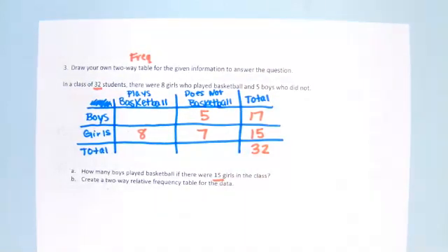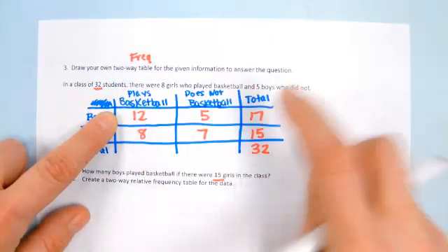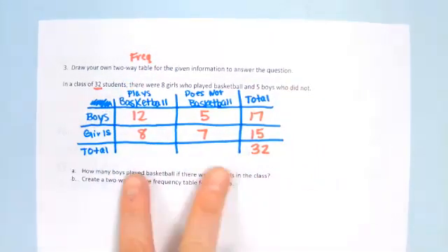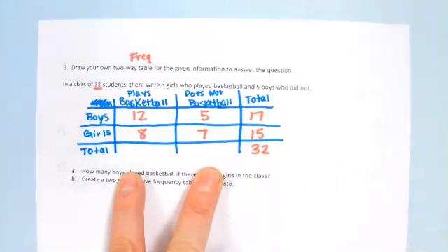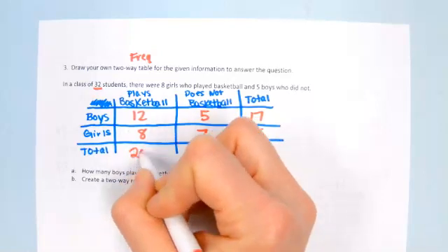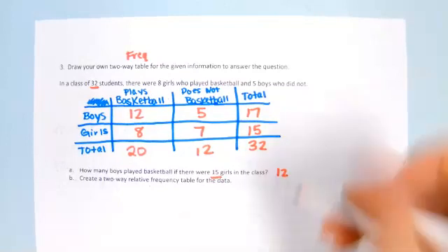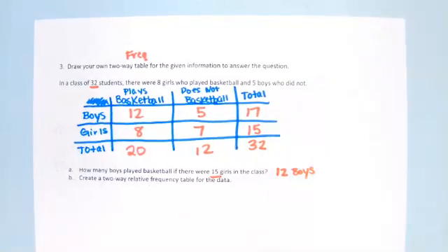There's multiple places that I can do now. What do you want to do next? Boys that do play basketball, what's that one going to be? 12. 17 minus 5 is 12. Okay, now we can do either of these totals. Both of them we can add, right? What's the total that play basketball? Go ahead, yell it out. 20. What's the total that do not play basketball? 12. So the question was, how many boys played basketball if there are 15 girls in the class? 12. 12 boys. Okay.